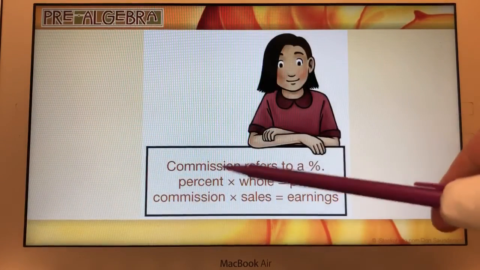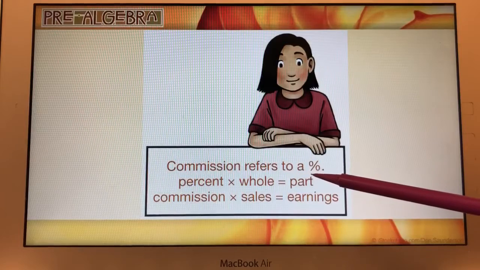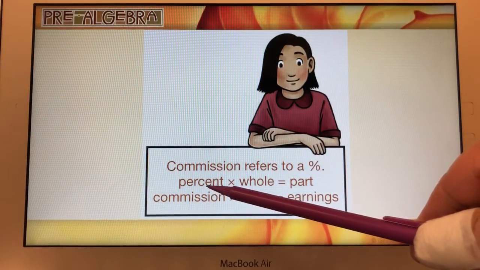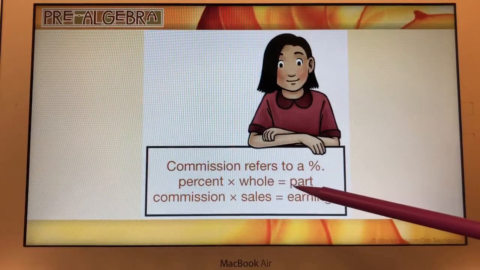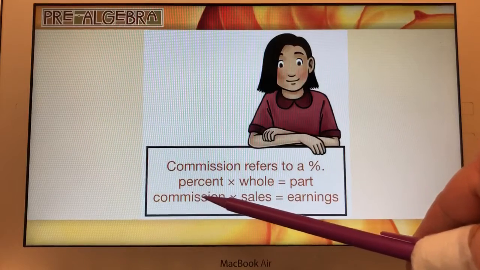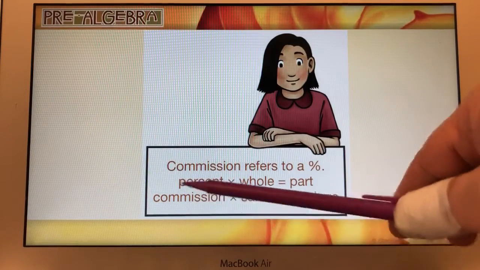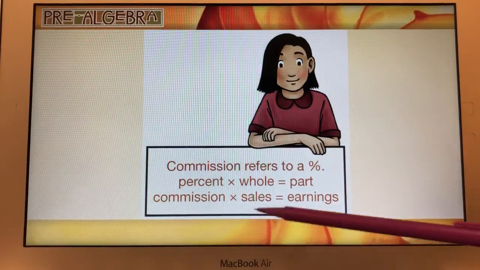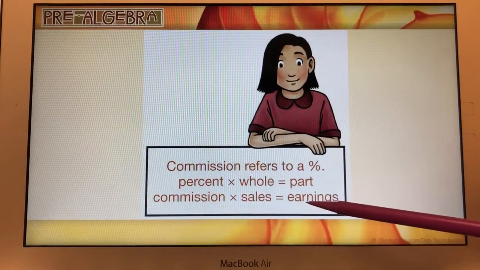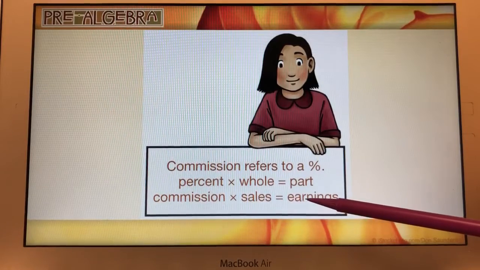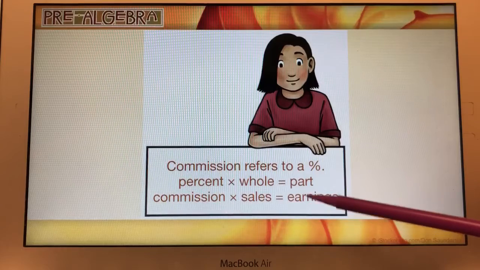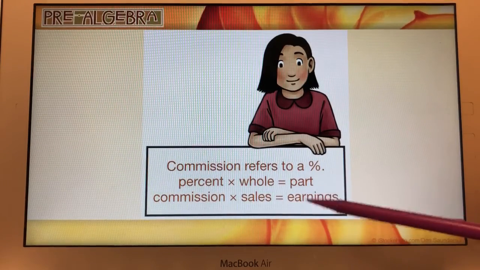The commission refers to a percent. And if you remember, again, our formula for percent is percent times the whole equals the part. Well, the commission is that percent. The sales is the entire price, or the whole. And the earnings, the amount that the salesman gets to keep as his tip, is going to be the part, the earnings.